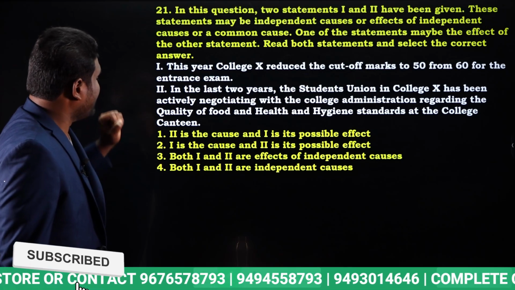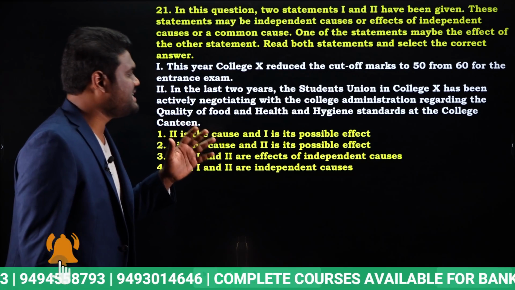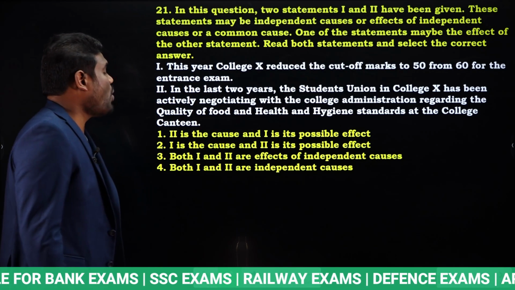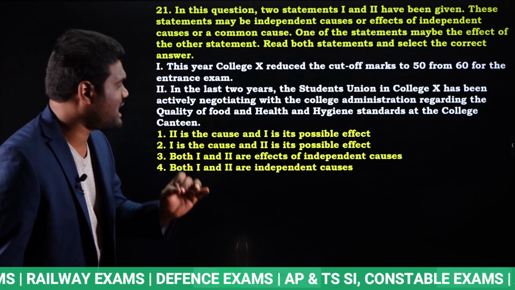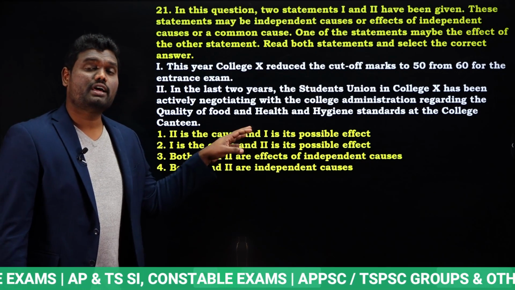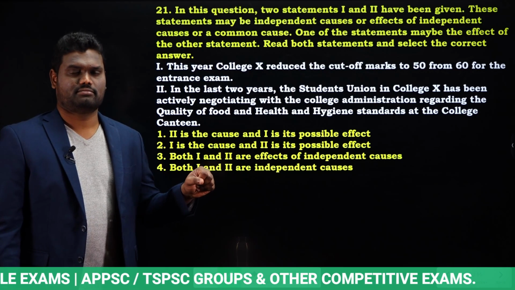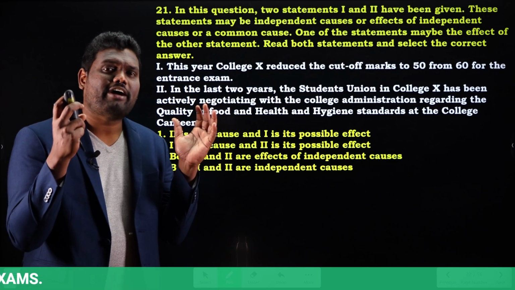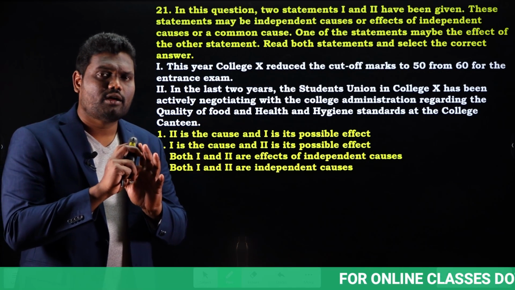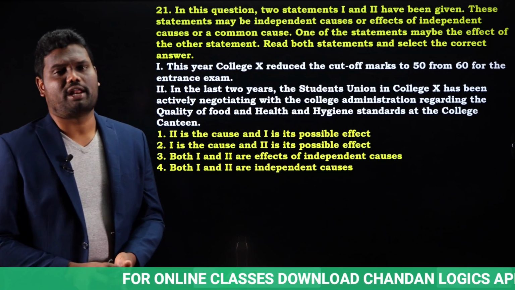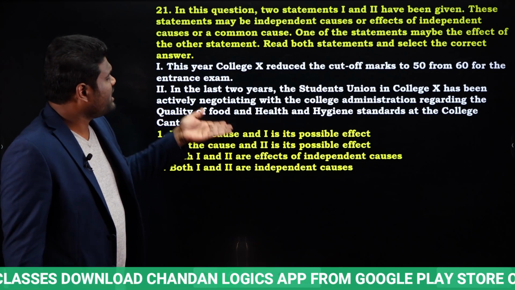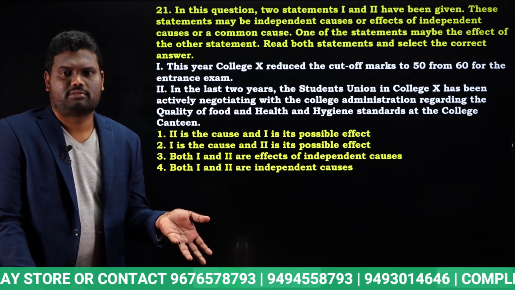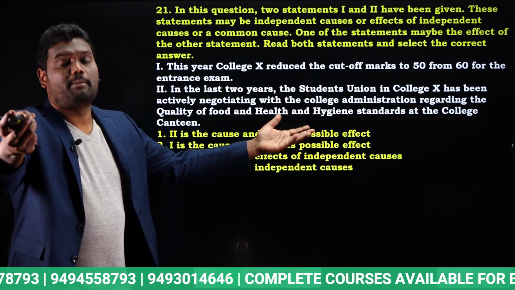Okay. Next one. In the last 2 years, the Students' Union in College X has been actively negotiating with the college administration regarding the quality of food and health and hygiene standards at the college canteen. Now, look here. This one is also an effect. The reason is the Students' Union is negotiating with the college management to provide good food and a good healthy environment in the college, which means this is also an effect. But if you observe here, both of them have no common cause. Both are of different causes, but both are effects.